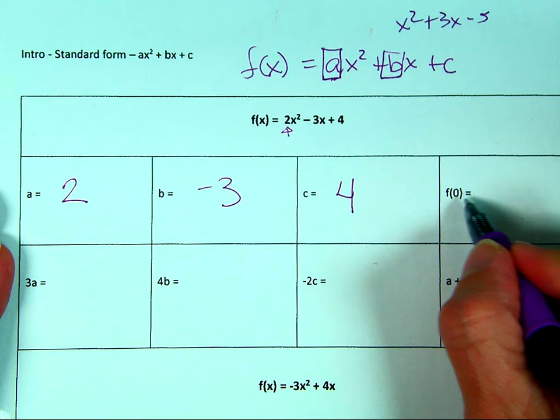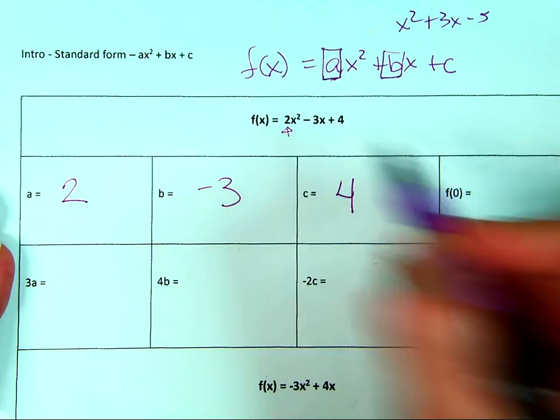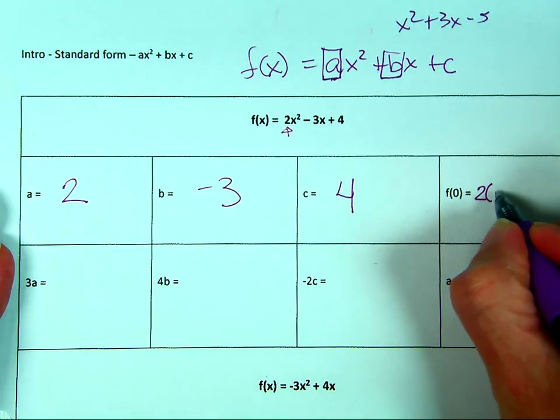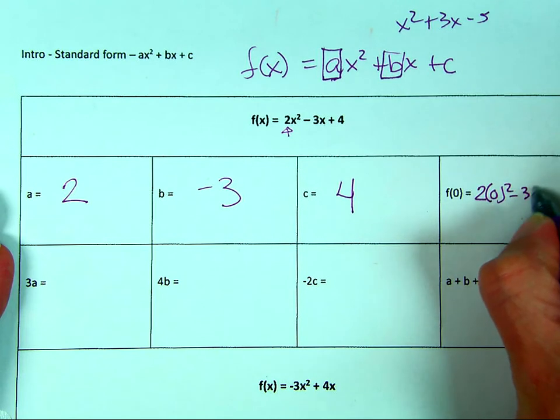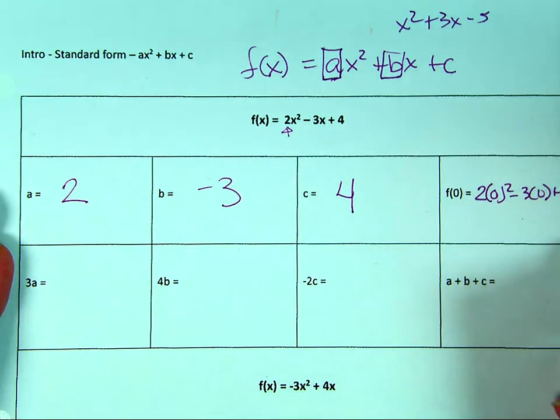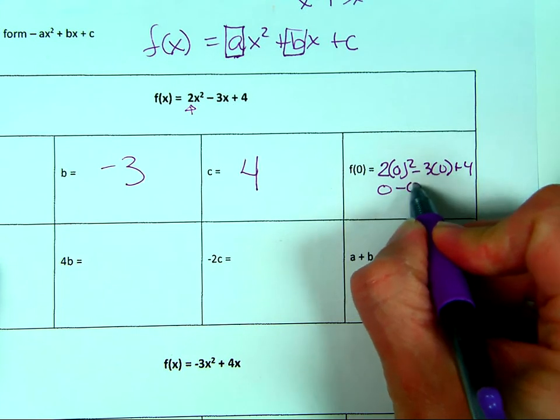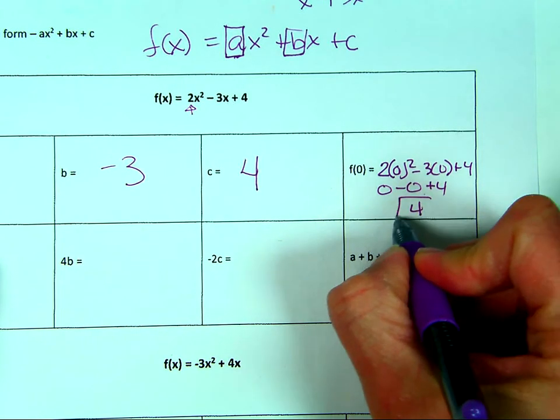So that's our A, B, and C. Now, it says f of 0. Well, if it's f of 0, what I do is I put a 0 in for every x. So I get 2 times 0 squared minus 3 times 0 plus 4. And when I do that, I get 0 minus 0 plus 4. So the answer is 4.